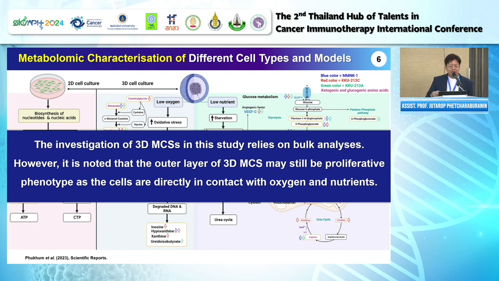It is noted that the outer layer of the 3D multicellular spheroids may still have a proliferative phenotype, as the cells are still directly in contact with oxygen and nutrients. So every single time from now, if anyone would like to use a 3D model in order to test drugs, we need to keep bearing this in mind, so as not to misinterpret the data.